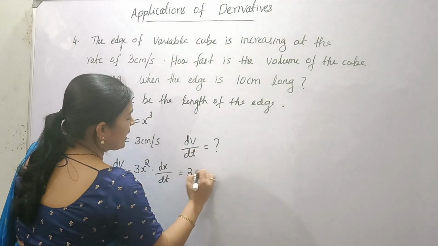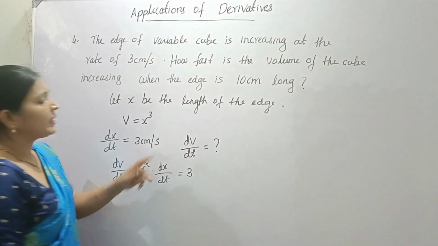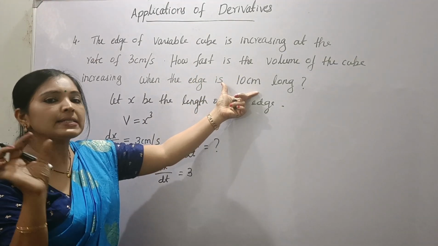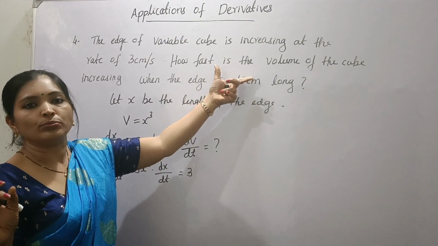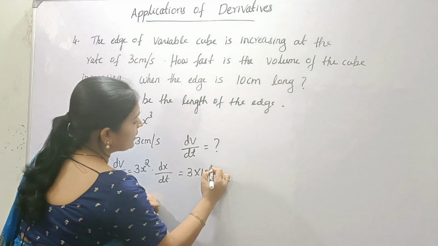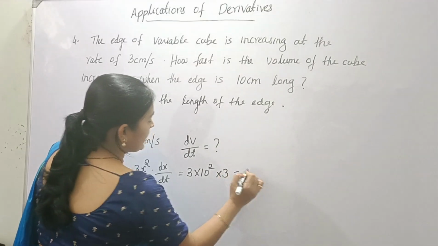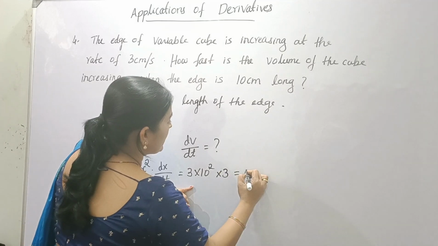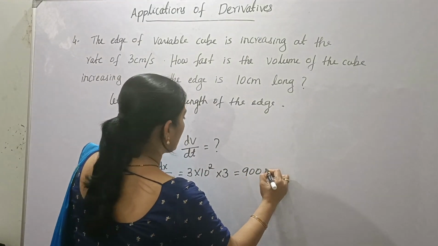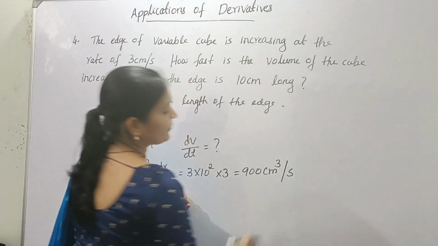That is equal to 3x square. See, what is x square? X is given, right? That is when the edge is 10 centimeter long. When the side is 10 centimeter, what is the change in volume? So here 3 into 10 square, into dx by dt, which is given as 3. That is 3 into 3, 9, and 10 square is 100, so 900 centimeter cube per second.